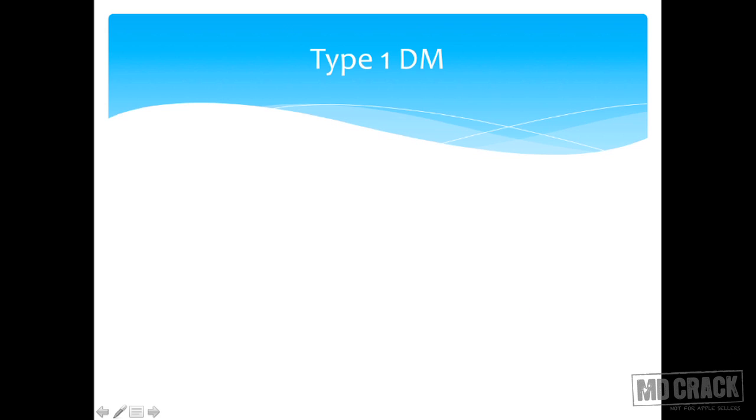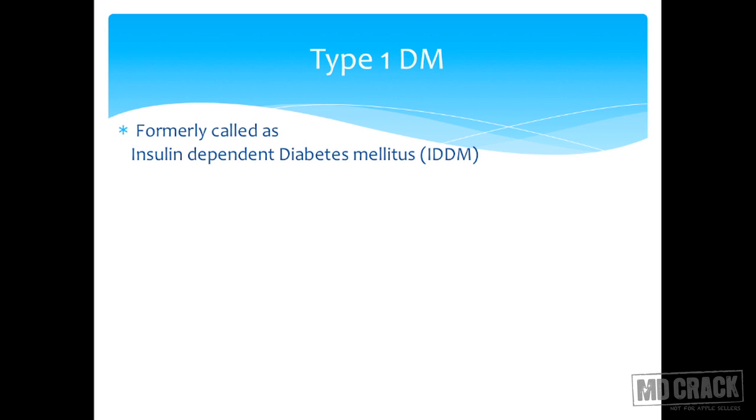What do we mean by that? So let us look at type 1 diabetes mellitus. What is type 1 diabetes mellitus? What was it formerly called as? It was called insulin dependent diabetes mellitus. Why? These people were dependent on insulin for their treatment. So that was the older name, IDDM. Nowadays the accepted terminology is type 1 DM or type 1 diabetes mellitus.